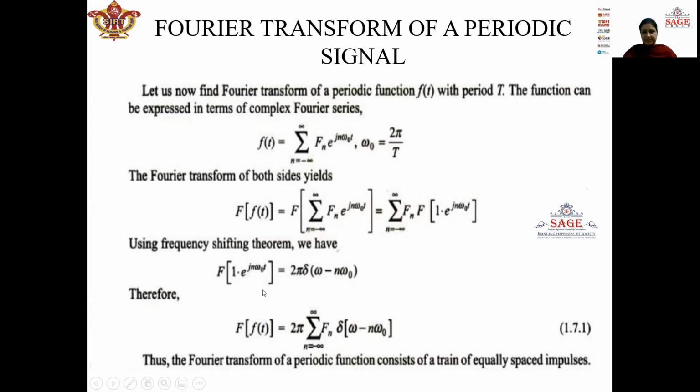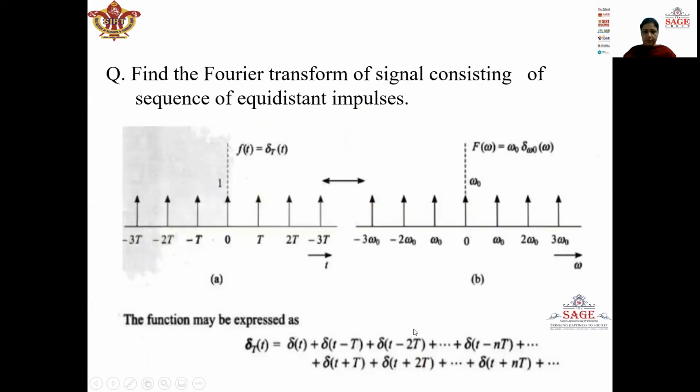Now, substituting the Fourier transform of e to the power j n omega naught t into this expression, we will get 2 pi summation F_n delta(omega minus n omega naught). So this is the Fourier transform of any periodic signal f(t). Here we can see the Fourier transform of a periodic function consists of a train of equally spaced impulses. Now we will understand this concept with the help of an example.